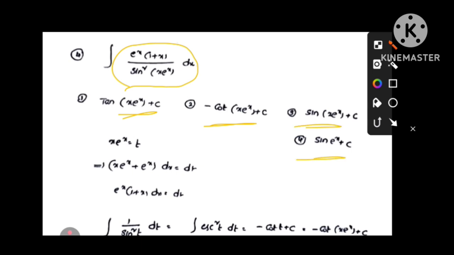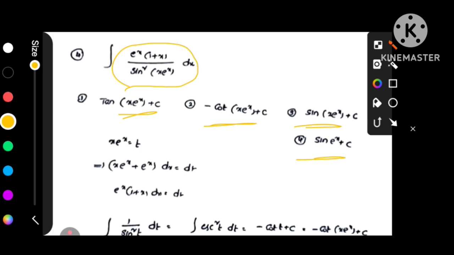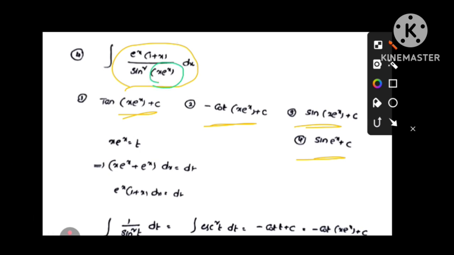Okay, so first, to solve this problem, I am taking x e^x equal to t. Simply, first I am taking this value as t. Why? Because the derivative of this function exists in the numerator. Understand, all of you? So for that reason, first I am taking x e^x equal to t. Now do the derivative.